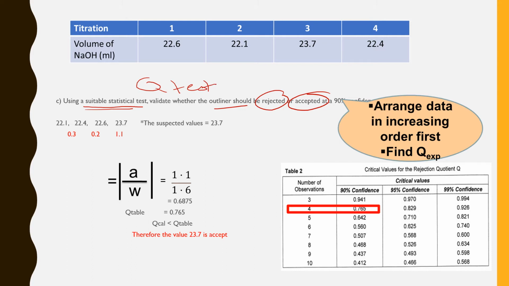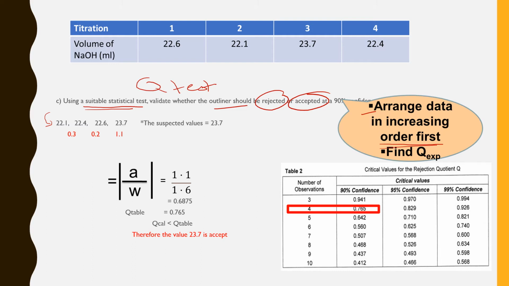So the steps for the Q test. The first step is to arrange the data in increasing order. We have 4 data here with 4 values. First arrange from lowest to highest, and we'll start with 22.1 because this is the lowest.